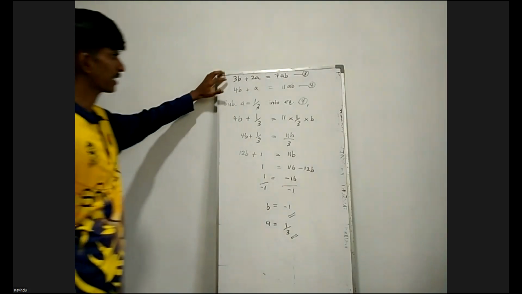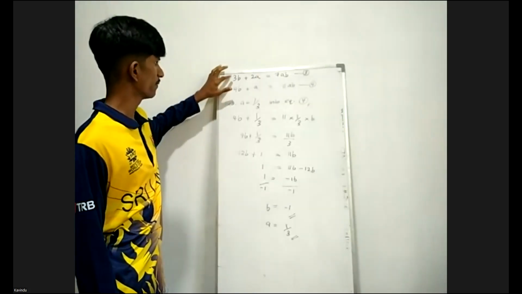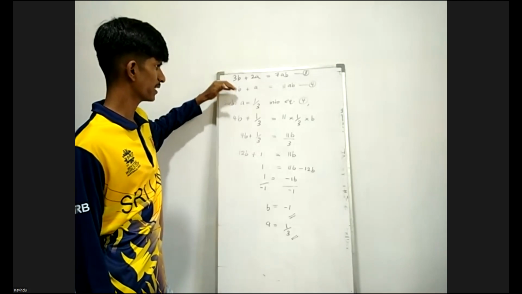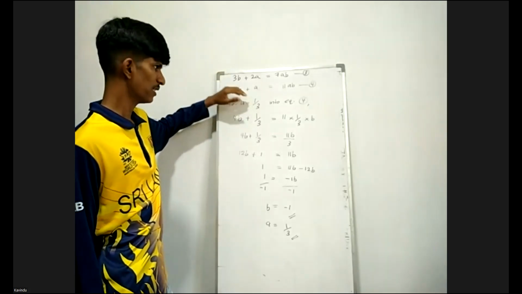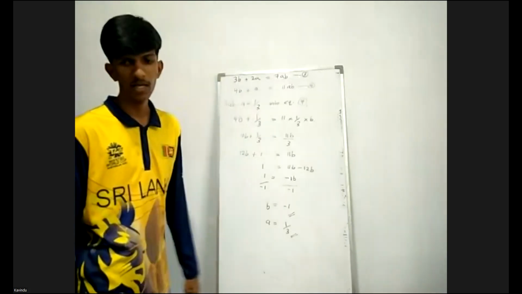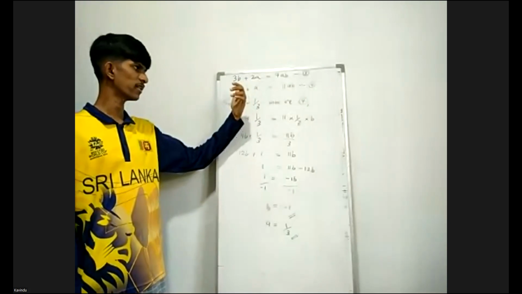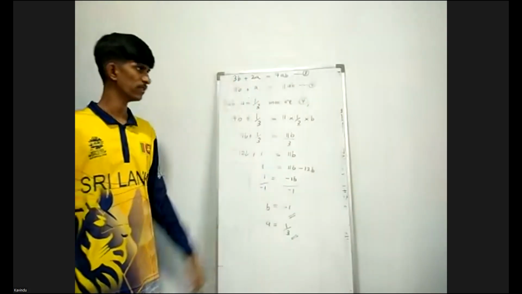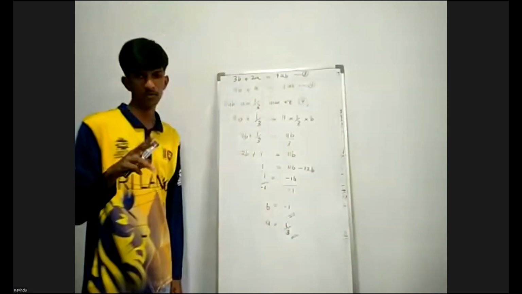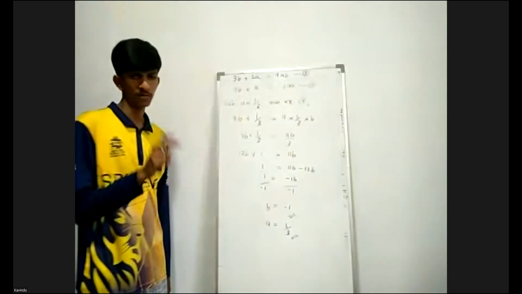The point is, here the denominator contains the unknown factors A and B. So you multiply every equation by AB. If the denominator contains the unknown factors, multiply every term by both unknown factors. Multiply both unknown factors.